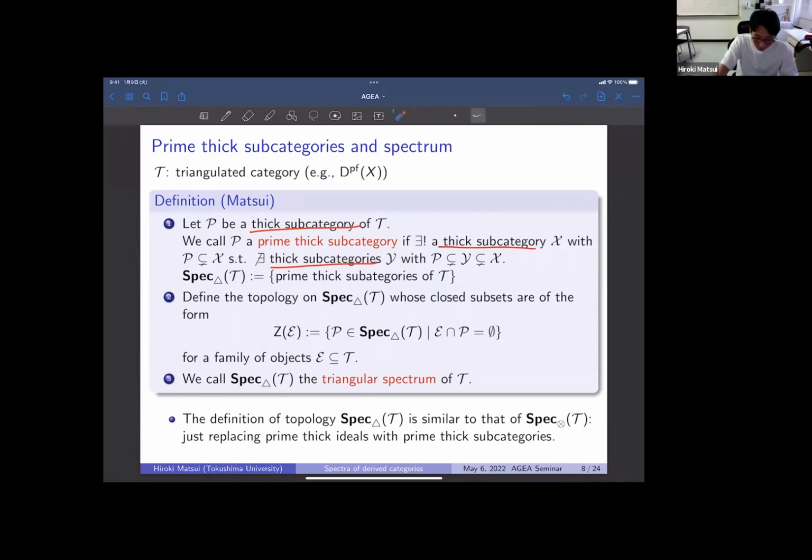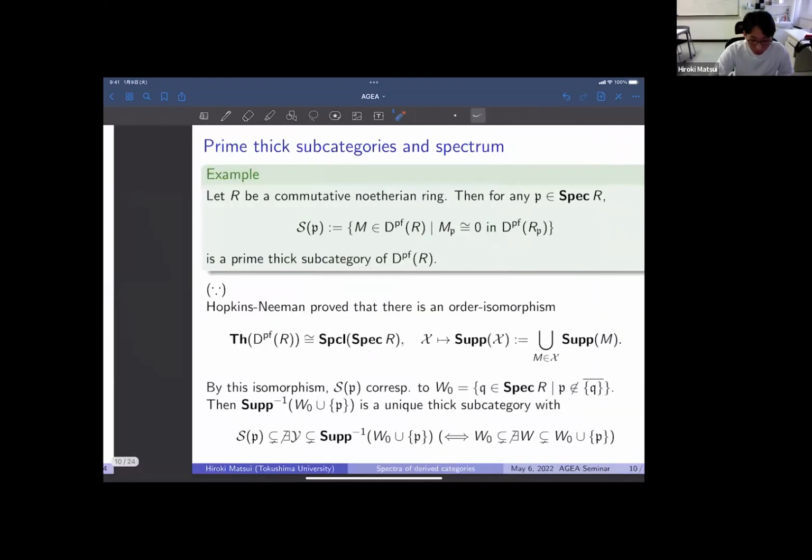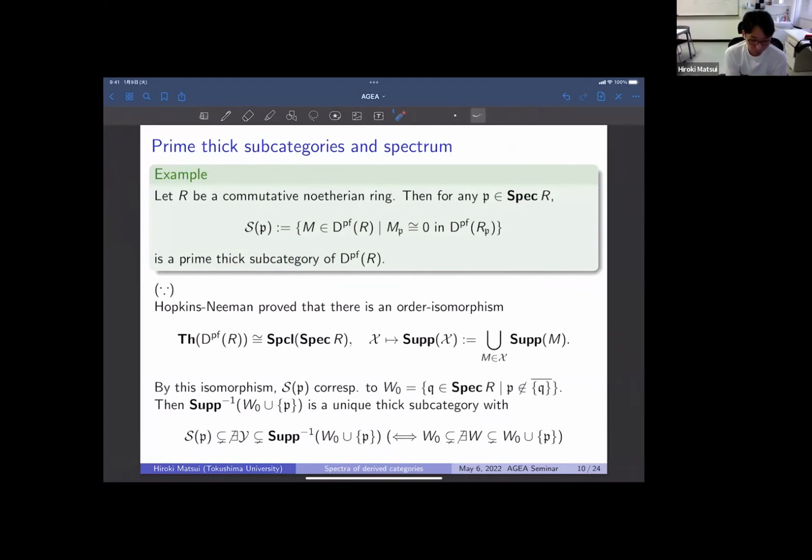The definition is a little complicated, so it is difficult to understand what a prime thick subcategory is. So let me give one typical example of prime thick subcategories. Let R be a commutative Noetherian ring. Then for any prime ideal P of R, we consider this subcategory S of P. This is the subcategory of the perfect derived category consisting of objects M whose localization at P is isomorphic to 0. Then this subcategory is a prime thick subcategory of the perfect derived category.